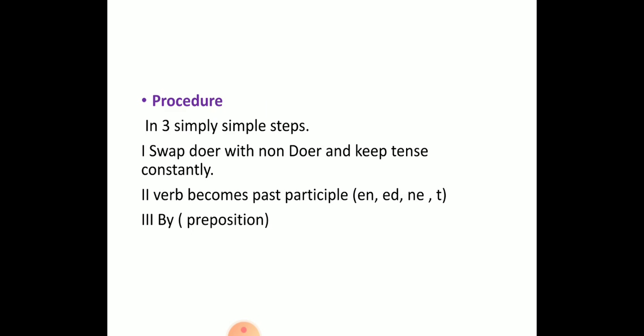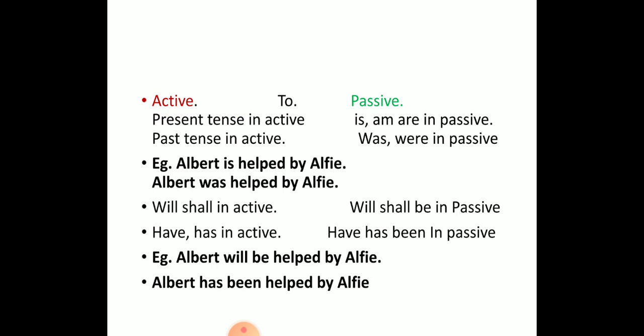Before going to the next level, we'll see the procedure. There are 3 simple steps to solve active to passive and vice versa. Number 1, swap doer with non-doer and keep the tense constant. Number 2, verb becomes past participle, that is en, ed, or n, also called the verb's third form. And the last one, we mostly use the preposition by in voice. So these are the 3 procedures.